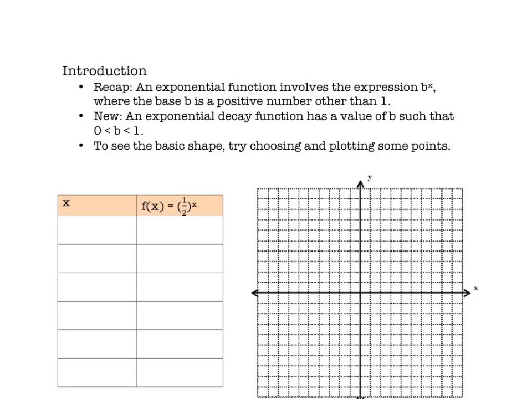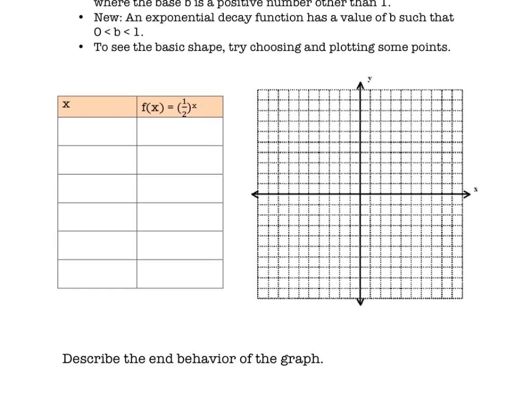So for example, if we look at this function 1/2 to the x power, we'll start by choosing some values for x. So we'll start with -3 and go up. If I plug that x into f of x equals 1/2 raised to the x power, for -3, I would get 8. And for -2, I would get 4 and 2. Anything to the 0 power is 1. And then 1/2 and 1/4.